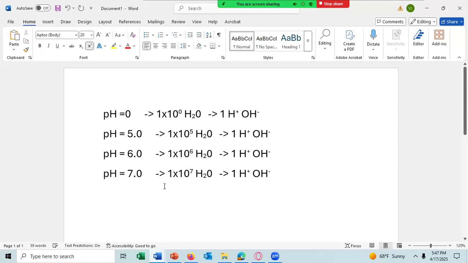And then the same with increasing pH. pH equal to 8. One times 10 to the 8th water molecules, meaning 10 times more water molecules. You have one H plus ion in solution. Any question about any of that?